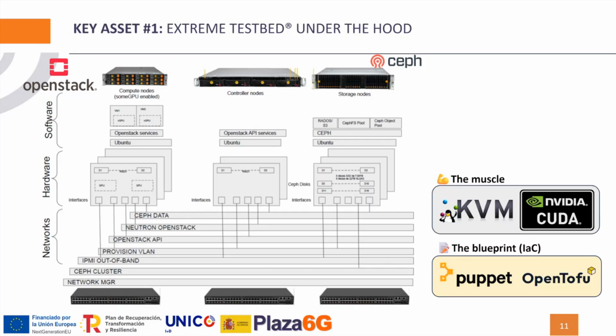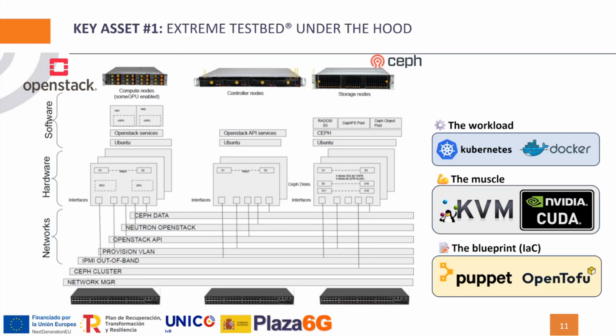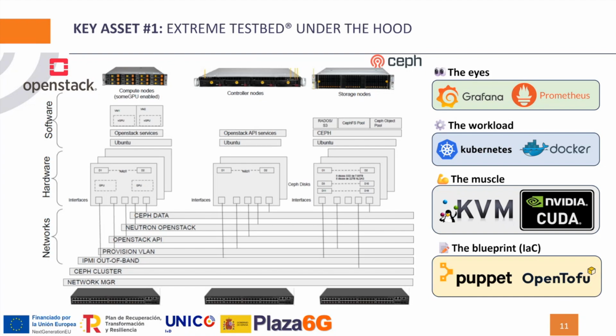As for the muscle, we have virtualization with KVM. We also count with NVIDIA GPUs, so we have CUDA. We integrate natively Kubernetes and Docker, right? These days, this is a must. And yes, for observability, we also use open source, Grafana and Prometheus, which are very powerful tools, so everything can be monitored. Not only for the experiments, but also for ourselves to keep the data center on track.